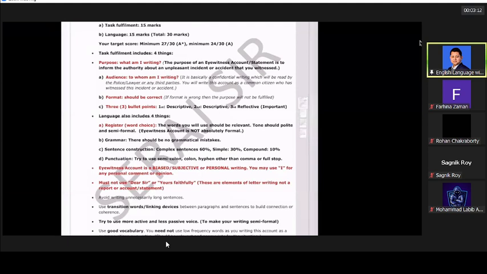At first, your language teacher will check the task fulfillment and it's 15 marks. And then there will be language, 15 marks. So total mark is 30. And out of this 30, your target score should be minimum 27 out of 30 if you want to get an A star, which is our target for O-level examination. And then if you get minimum 24 out of 30, then it's an A. It's a standard. Definitely your target should be to get a minimum A in your school.